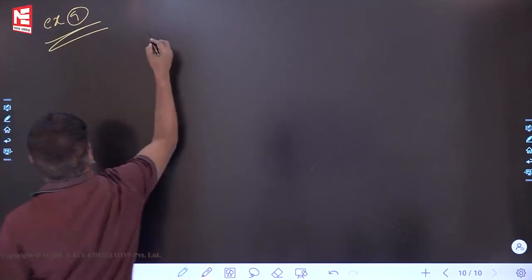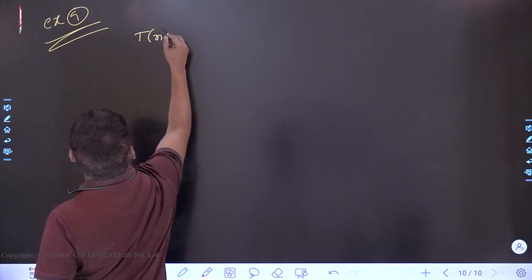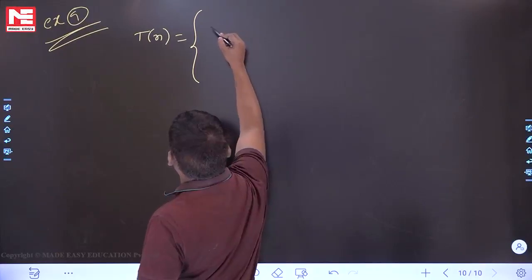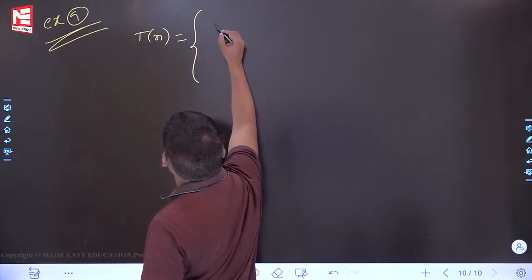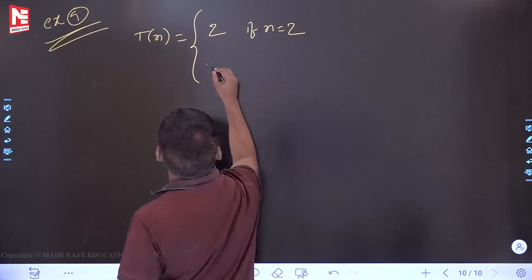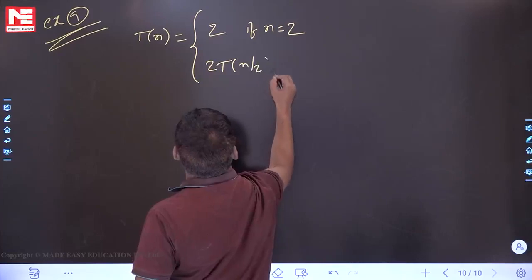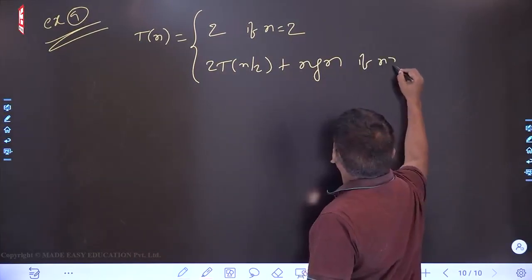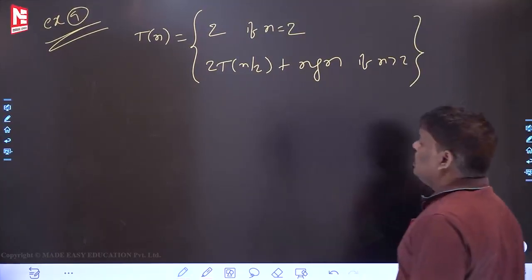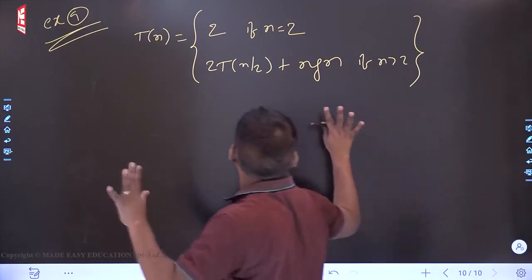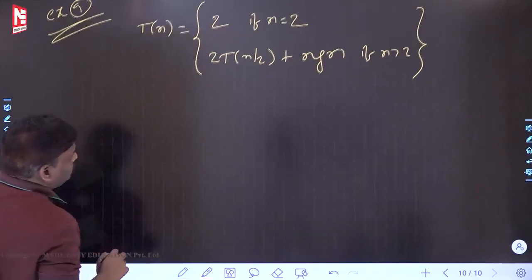Let's see this problem also. T(n) is equal to 2 if n is equal to 2, the termination condition, and T(n) is equal to 2T(n/2) + n log n if n is greater than 2. This is the given problem. Let's start.